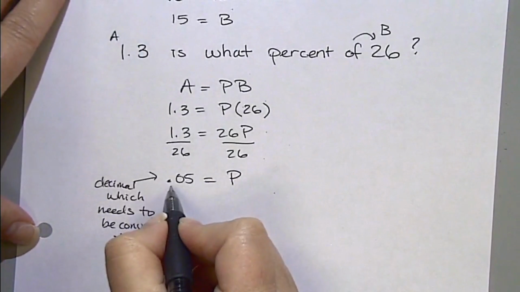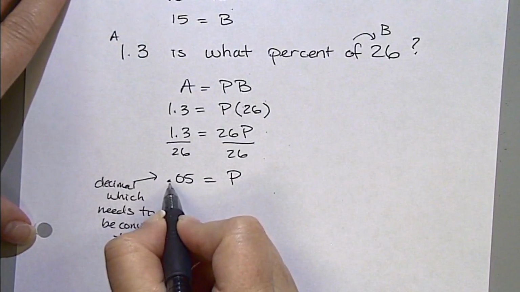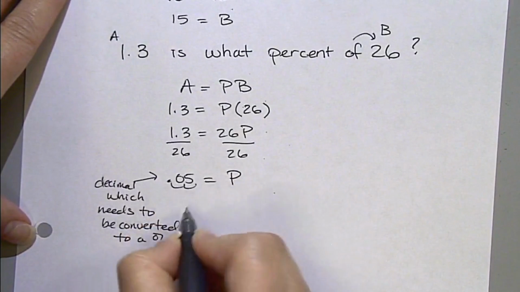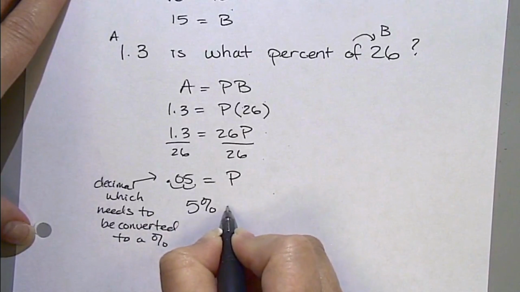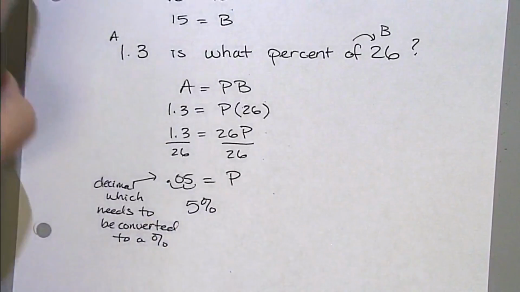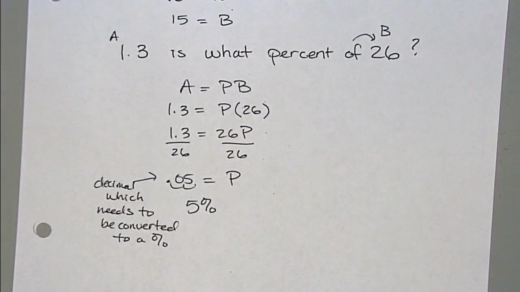All right, so what am I going to do with my decimal? Go to the right 2 places, so I end up with 5%. So that's your final answer. So just be careful. A lot of people will just stop there and type in a 0.05. It's not 0.05%, it's 5%. All right, that's one method to do your percent problems.